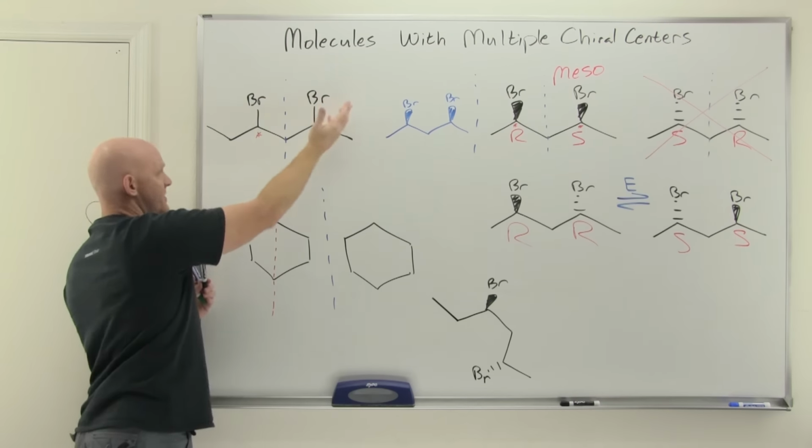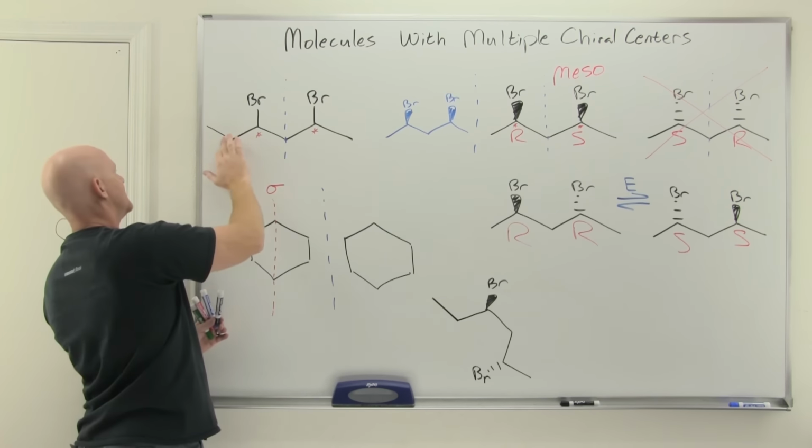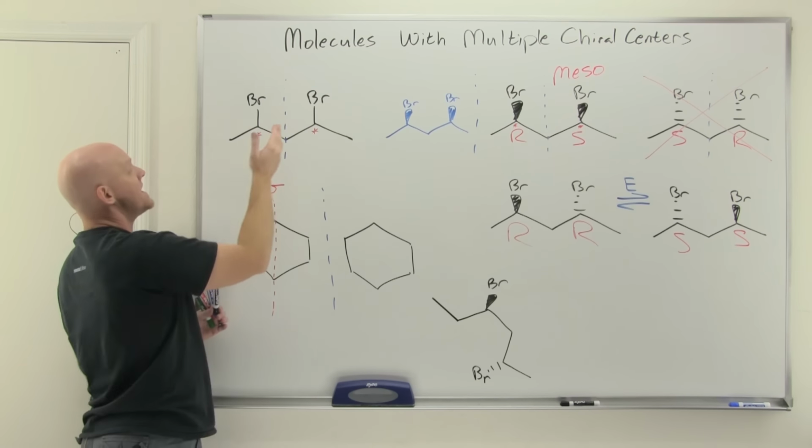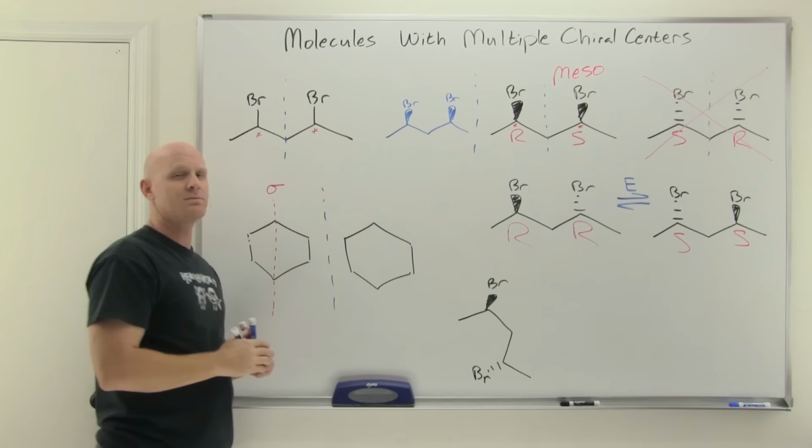The left-hand side is different than the right-hand side. There's no chance it could be meso anymore. But again, let's take that off. And now I see, oh yes, it has a chance of being symmetrical. And same thing here. Yes, it has a chance of being symmetrical.